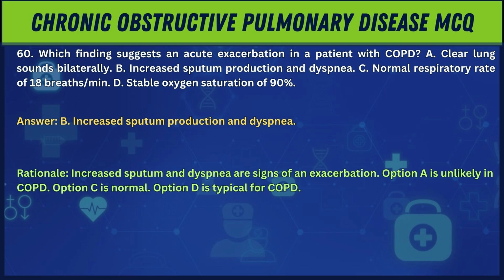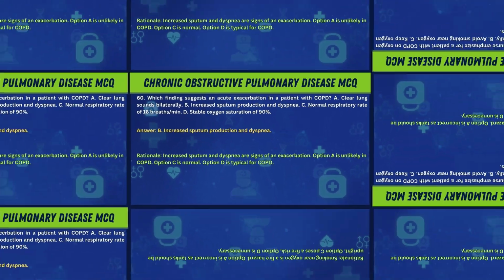Answer: B. Increased sputum production and dyspnea. Rationale: increased sputum and dyspnea are signs of an exacerbation. Option A is unlikely in COPD. Option C is normal. Option D is typical for COPD.